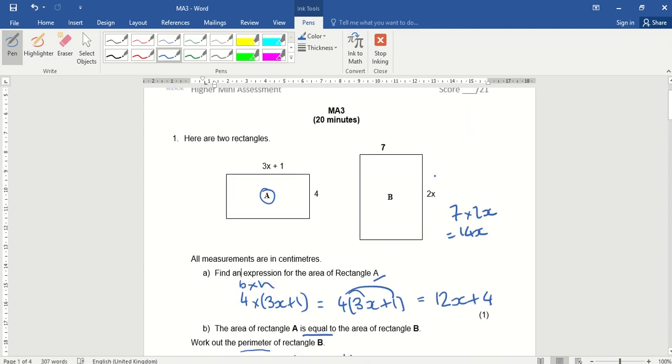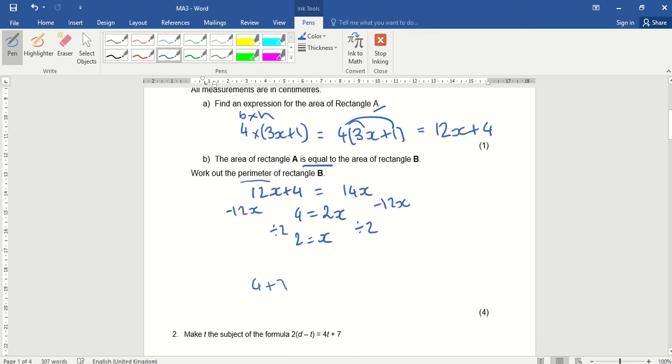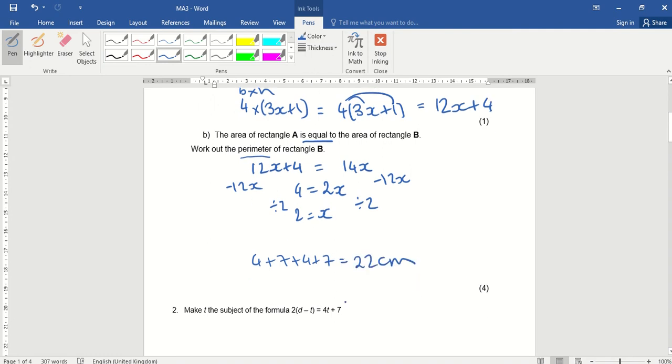Instead of having the side of B as being 2x, we can say that is 2 times 2, which is 4. If this side is 4, this side is 4, the top side is 7, the bottom side is 7. So to get the perimeter, we add them all up. 4 plus 7 plus 4 plus 7 makes 22 centimetres.